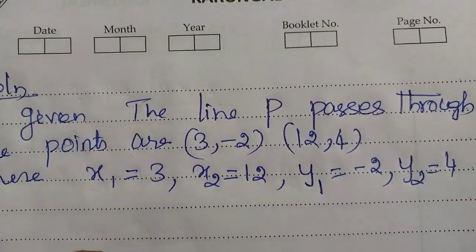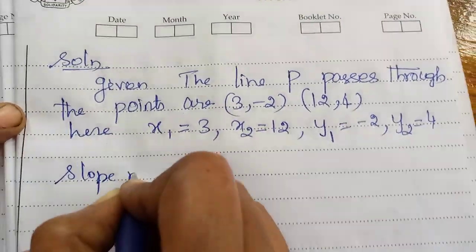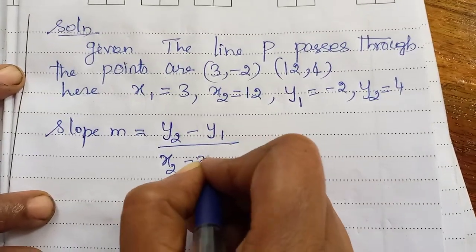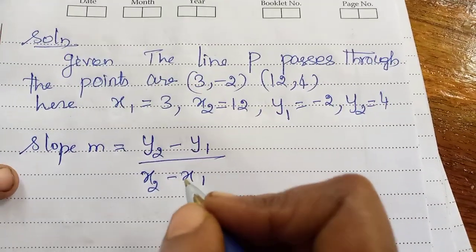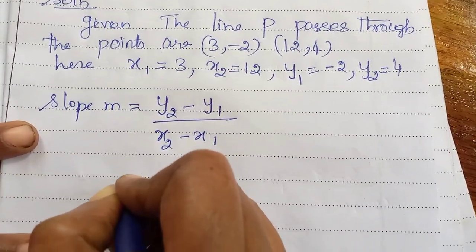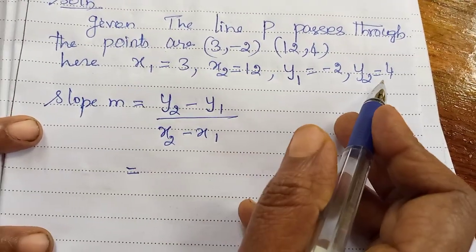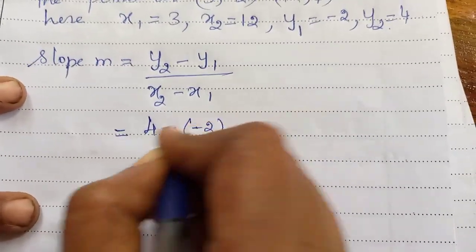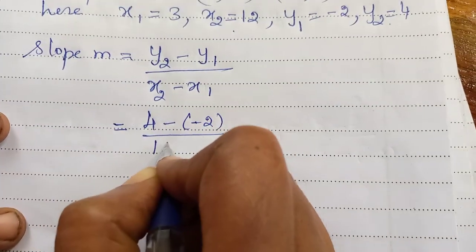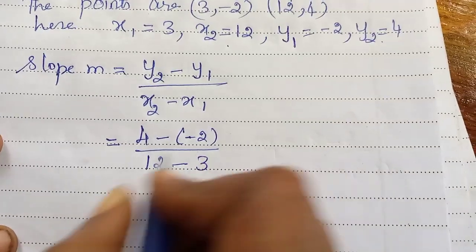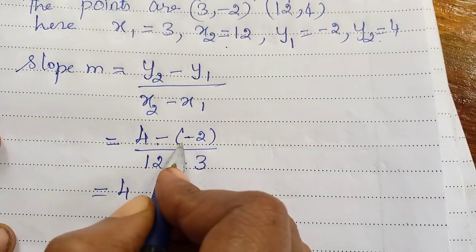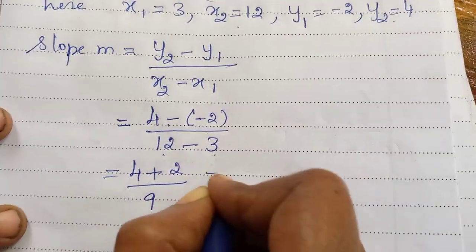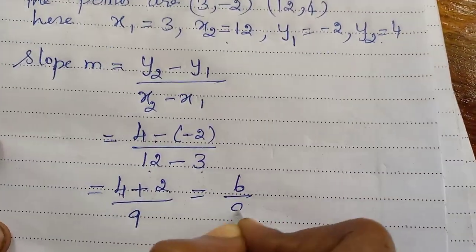Slope m is equal to y2 minus y1 by x2 minus x1. Shall we substitute? Which is equal to, what is y2? 4 minus, what is y1? Minus 2, divided by, what is x2? 12. What is x1? 3. Which is equal to 4 minus into minus, plus 2, by, what is 12 minus 3? 9. Which is equal to 4 plus 2, 6 by 9.